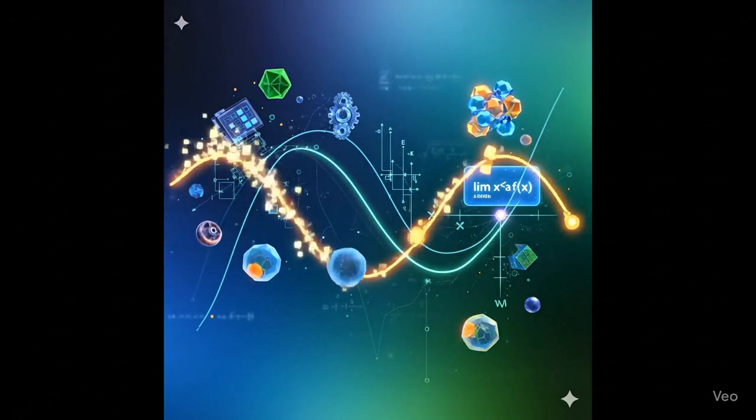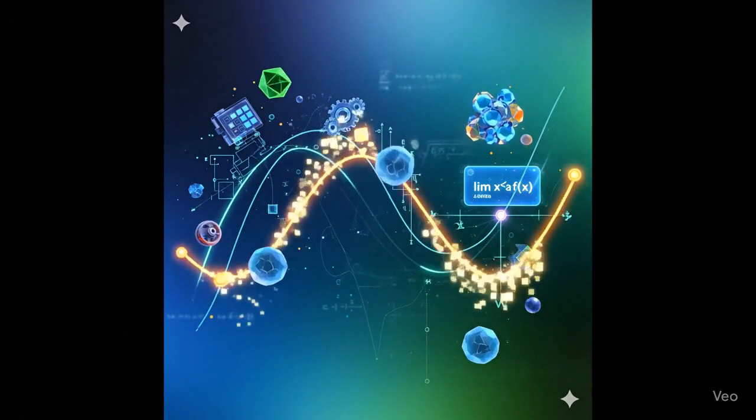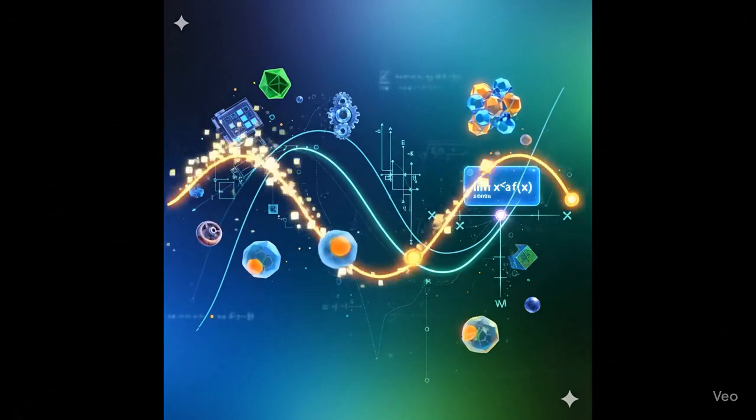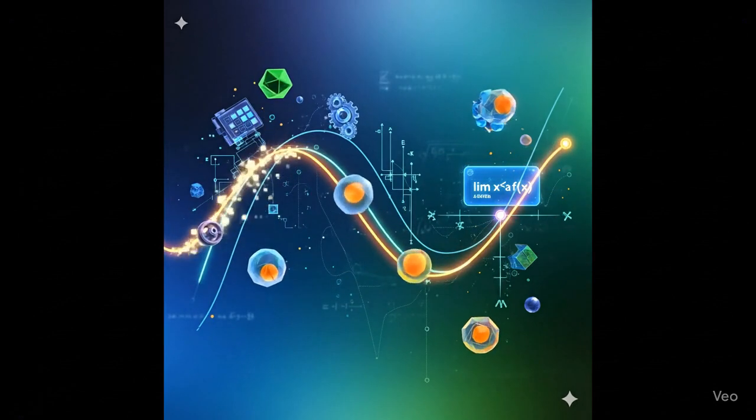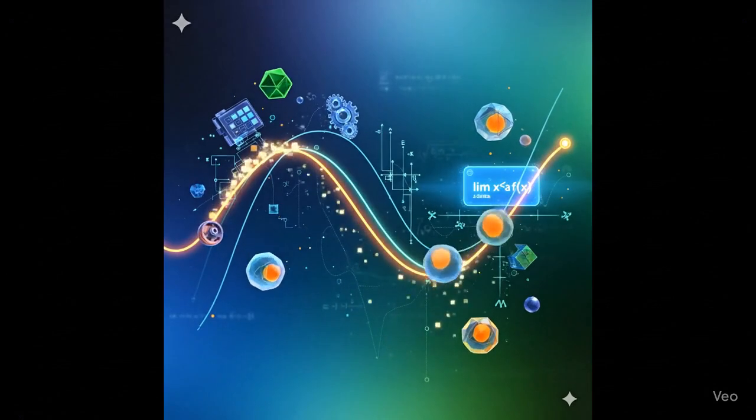Wow, so the x term multiplying it actually tames the oscillation and forces the limit to be zero. Precisely. It's a beautiful demonstration of how multiplying by something going to zero can damp down even infinite oscillations and create a well-defined limit.